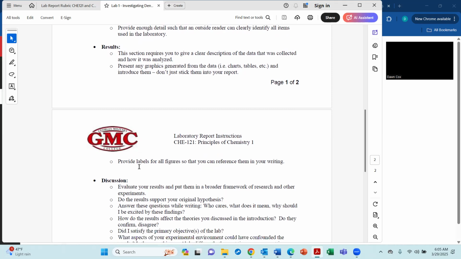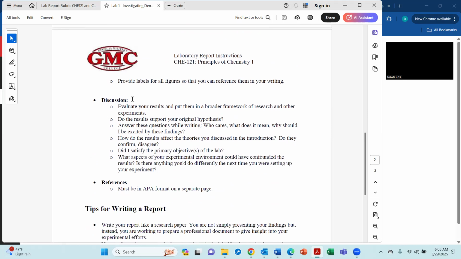Then the last section is what we call the discussion. This is basically the conclusion. Please do not call this the conclusion, since GMC Science Department is asking you to put it as discussion. And don't add a conclusion to this in addition. Remember, I only want these 4 written headings here. That's it. All right, so what is the discussion section?